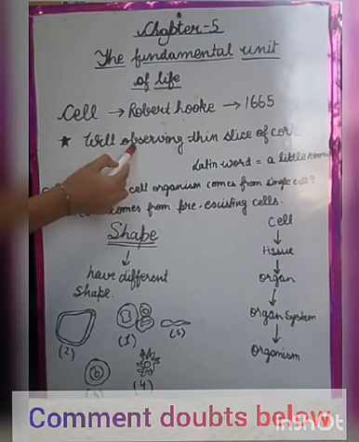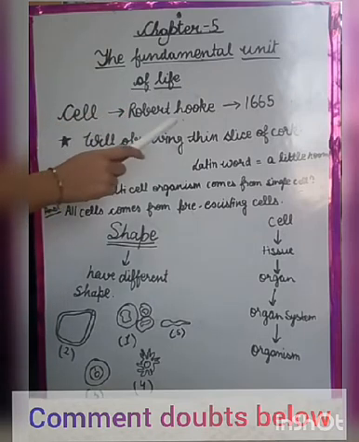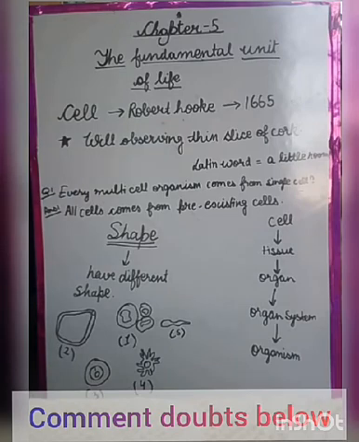He was just observing a thin slice of cork. We know the bark of trees, right? So he was observing that thin slice, and he saw some structures, like I said, little room-like structures. He searched more to see where they were found, and he said the cell is found everywhere. So Robert Hooke found the cell in 1665. Okay, now we have got to know a bit about the structure of the cell.